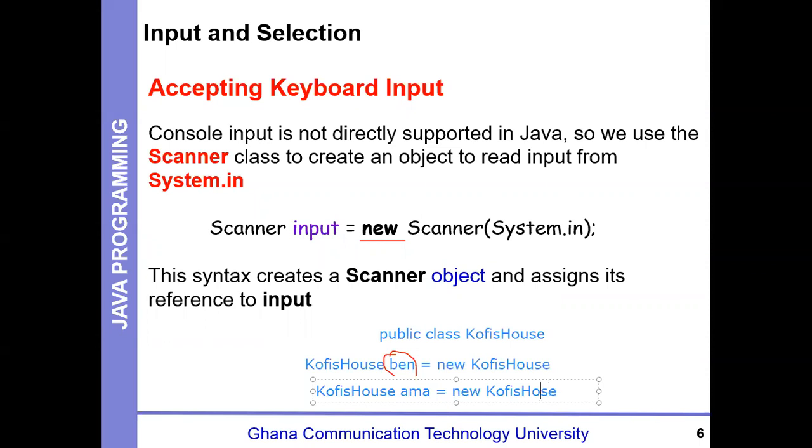Okay. Created two objects. So one is Kofi, the other is Amma. So this is the keyword for creating new objects in Kofi's house. So what it means now is that if I go in once the program is running, if I go into Kofi's house, I can see two objects. And those objects are Ben and then Amma.